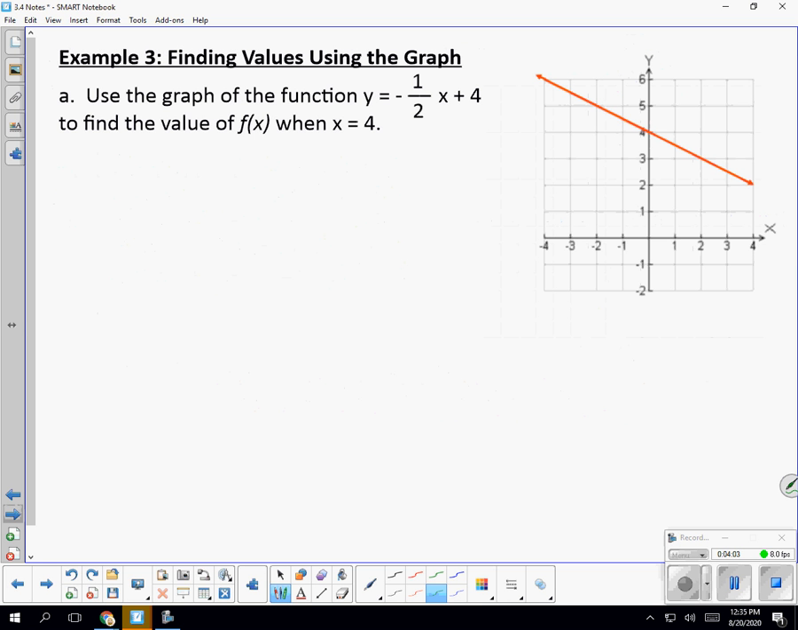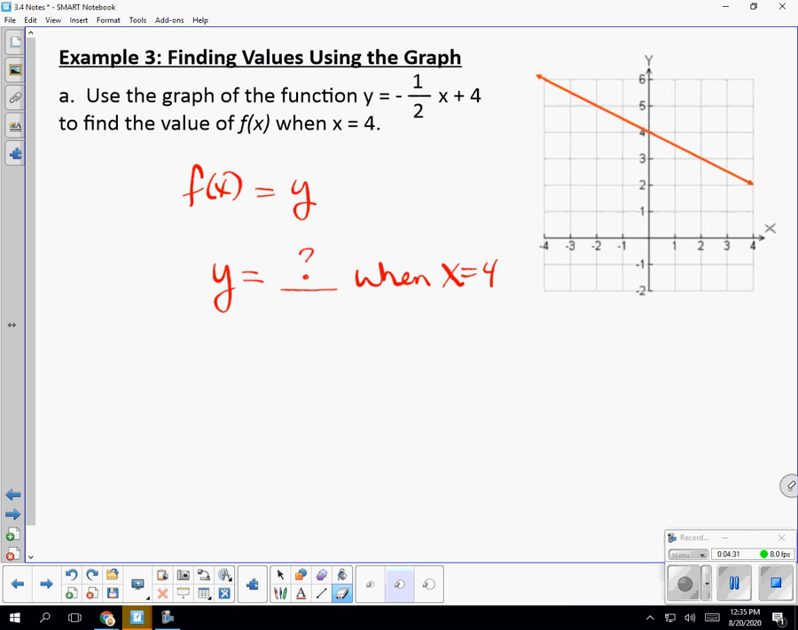Okay, for example 3, we're going to be finding values using the graph. So we're going to use the graph of the function y equals -1/2 x plus 4 to find the value of f of x when x equals 4. Key thing to remember here that f of x is the same thing as y. So what we're really asking is, what is my y value when x equals 4? Okay?